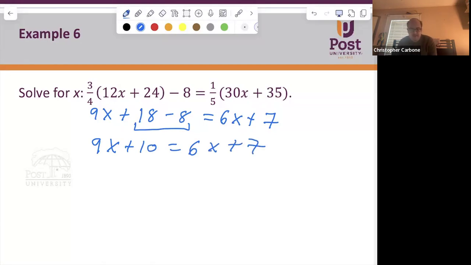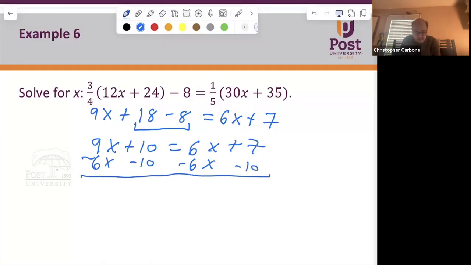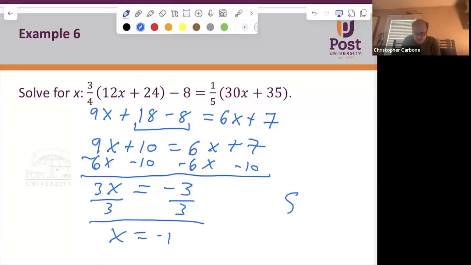Go subtract over the 6x and subtract over the 10. And that's going to make 3x is equal to negative 3. And then dividing by 3 gives us a final answer of negative 1. So negative 1 as a set would be our solution to this problem.